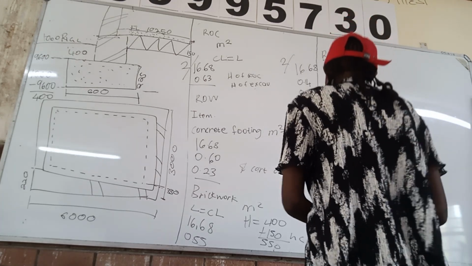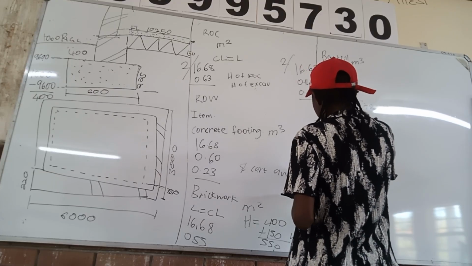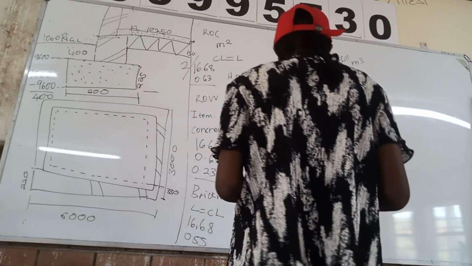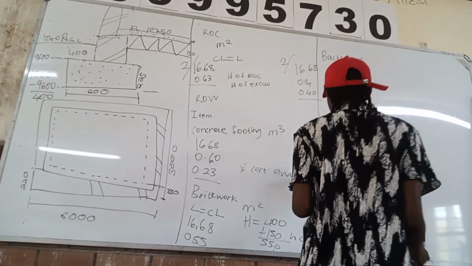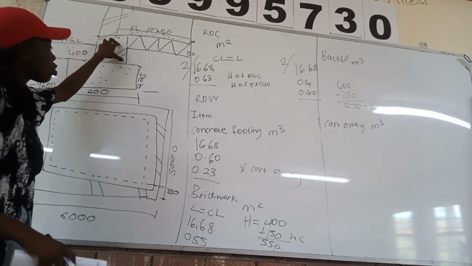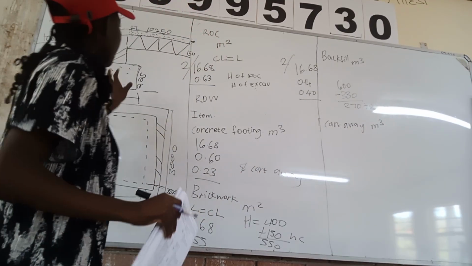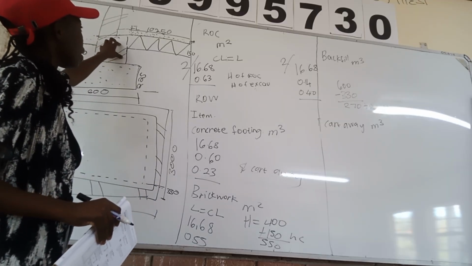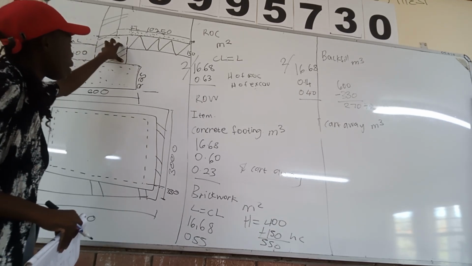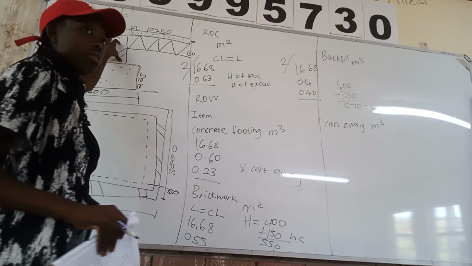After backfill, we want to calculate the cut away. So cut away is in cubic meters. What is cut away? It is the soil being cut up. The soil being cut away is replaced by the foundation wall again, so it was here the width of the wall. The soil will be replaced by the wall. There will be a wall here, so it means the cutaway will take the size of the wall.